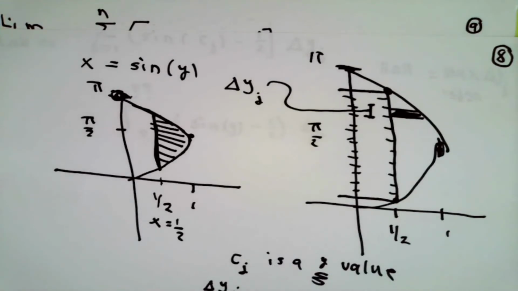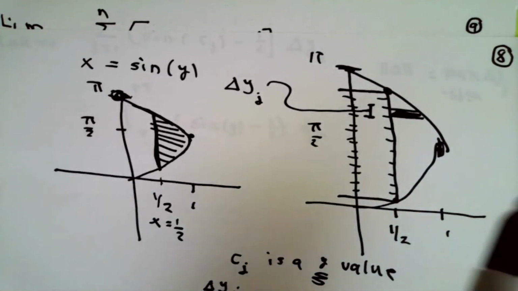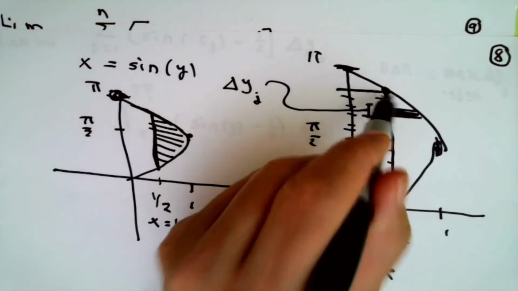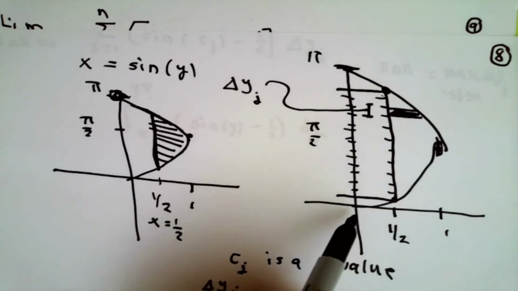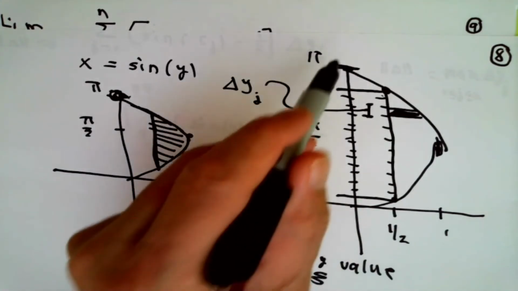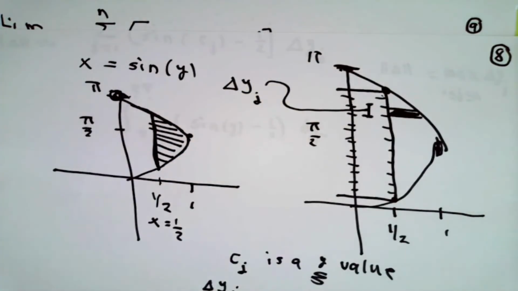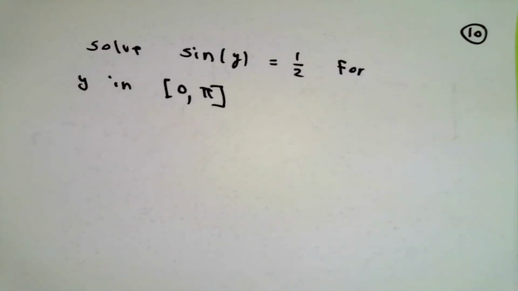My original graphs were x equals sine of y and x equals 1/2. If I'm to find these 2 points of intersection, I'm looking for y values so that sine of y will equal 1/2. Also, I'm only interested in y values that are between 0 and pi. One solution is easy to get.